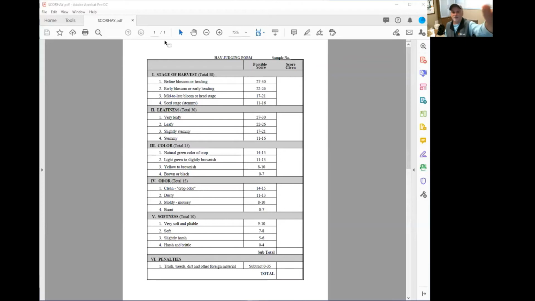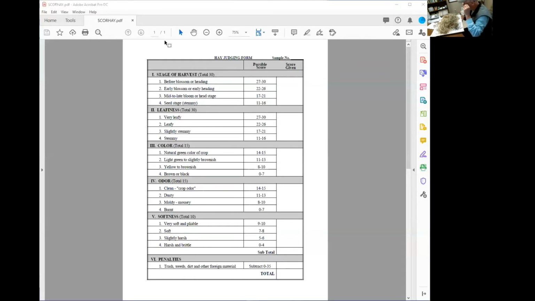Now, just as any good forage specialist would have, I just so happen that I have a hay sample in my office. And so I thought what we would do is actually look at this hay sample and try to go through this process.